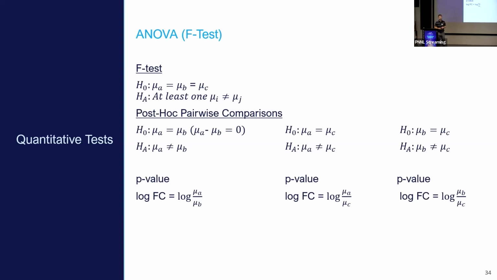After which we can also run some post hoc pairwise comparisons, which allows us to dive deeper into those comparisons. If we found that C is different, we can still ask the question, are A and B different from each other? In this case, we would have three sub-questions: is A equal to B, A equal to C, and B equal to C? For all of those post hoc comparisons, we would then be able to calculate a p-value, as well as the log fold change, which is the log of the mean of group A over the mean of group B, or whichever groups you are specifically looking at for that pairwise comparison.